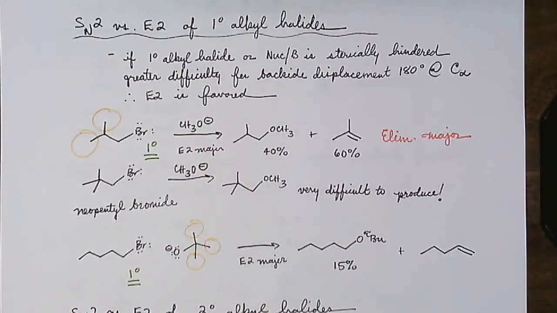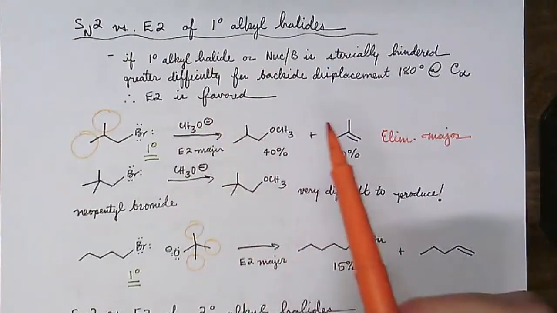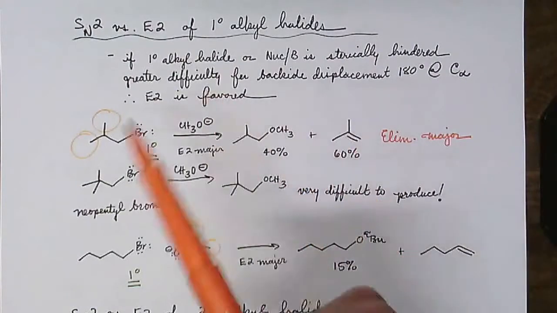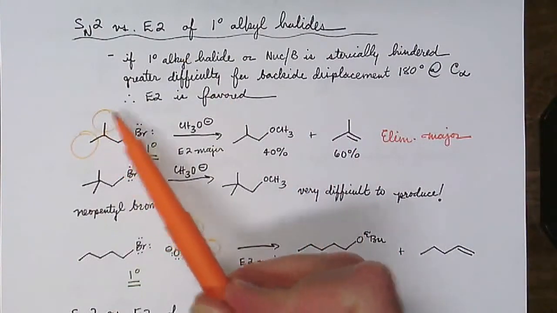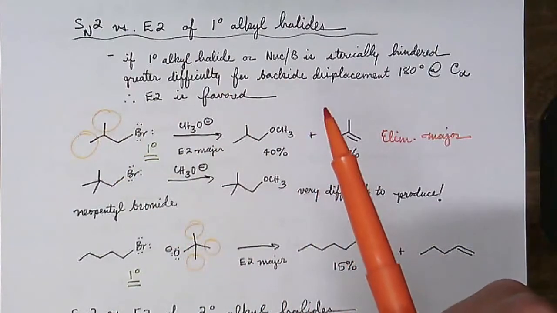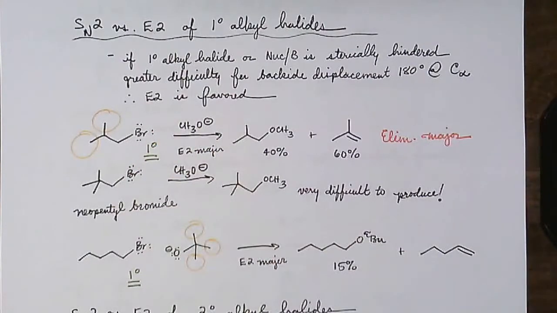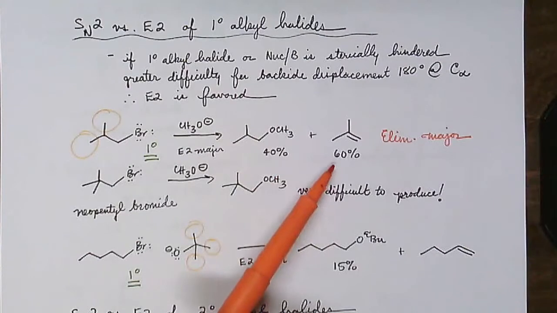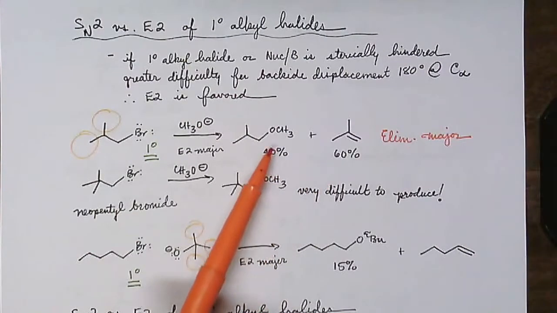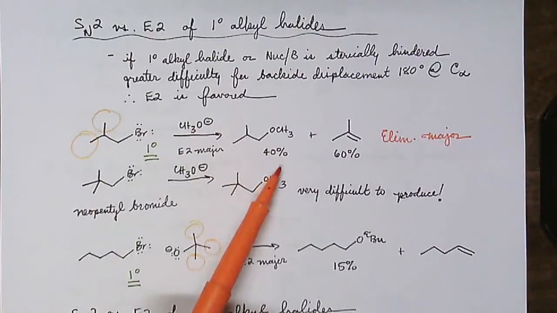If a primary alkyl halide or a nucleophile is sterically hindered, there's greater difficulty for the backside displacement at the alpha carbon, and so this will stack the deck to favor E2 elimination. So here we see that we have the same methoxide nucleophile, which is also a strong base, but now we've placed a branched methyl group at the beta carbon, which makes it slightly more difficult for the methoxide to approach backside of the leaving group. So here we see that we have competition from the E2 pathway, and our SN2 product is now only 40%.